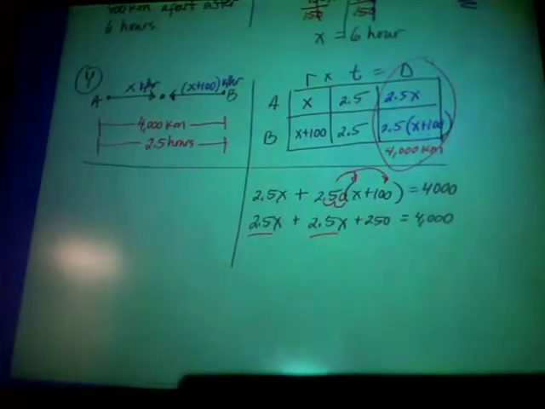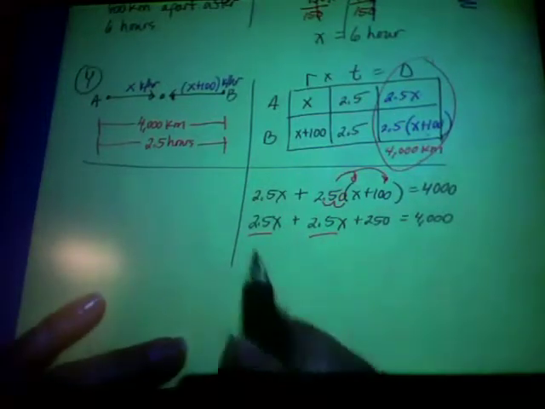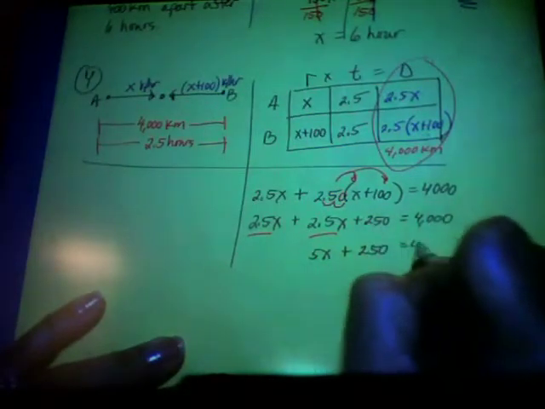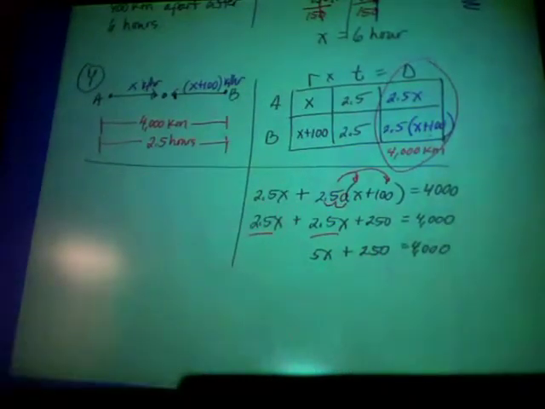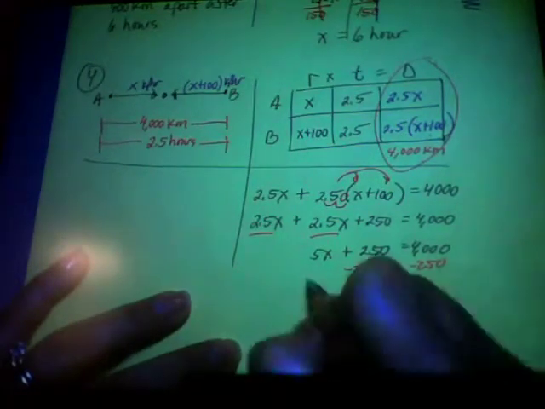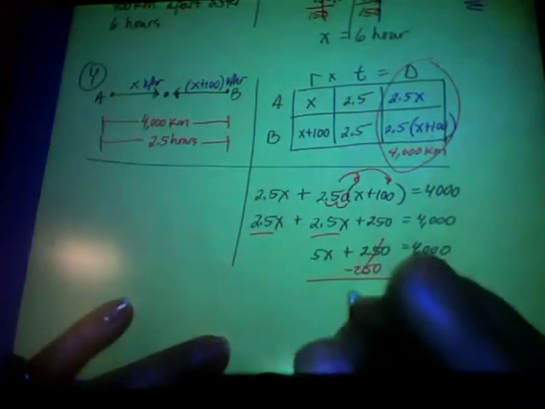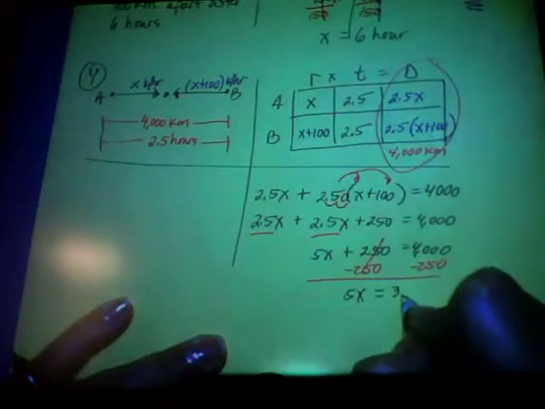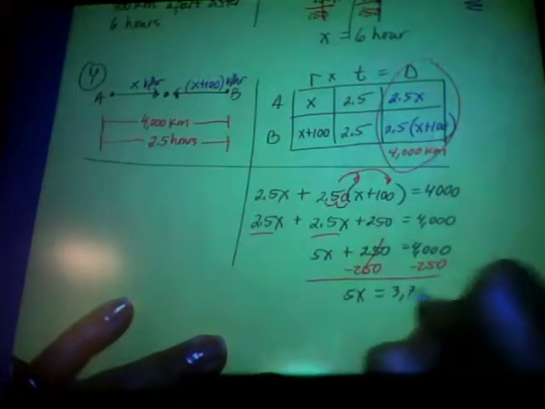What do you know about those? They're like terms, right? What do they add up to? 5. So don't I have 5x plus 250 equals 4,000? Our decimal is now gone. Cool, right? What do I do? Subtract 250. So you get 5x is equal to 3,750.